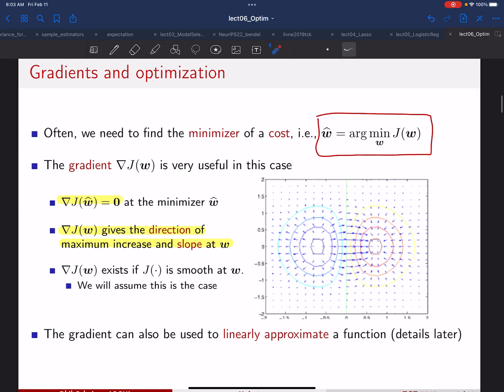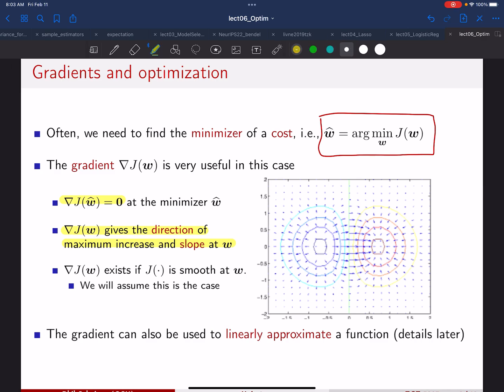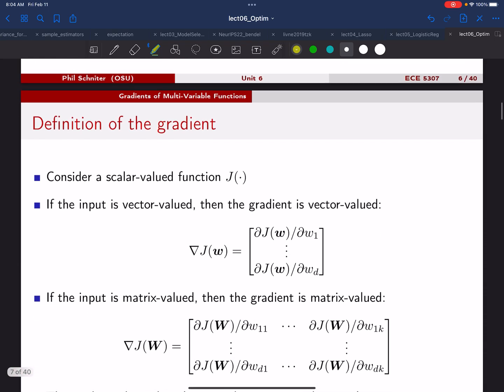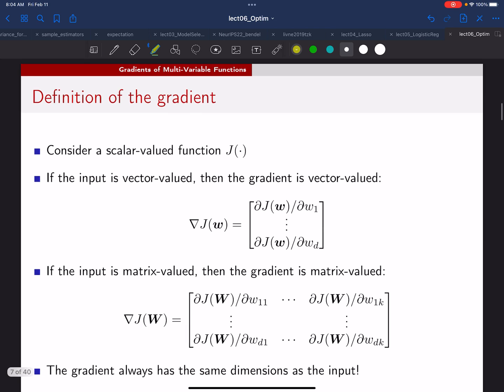Those are the important things about the gradient. Again, we know that the gradient exists if the function is smooth, and that's going to be our assumption in this unit, or at least for now. Another thing we can do with the gradient is use it to linearly approximate a function. We'll talk about that in just a moment. Okay, so how do we define the gradient?